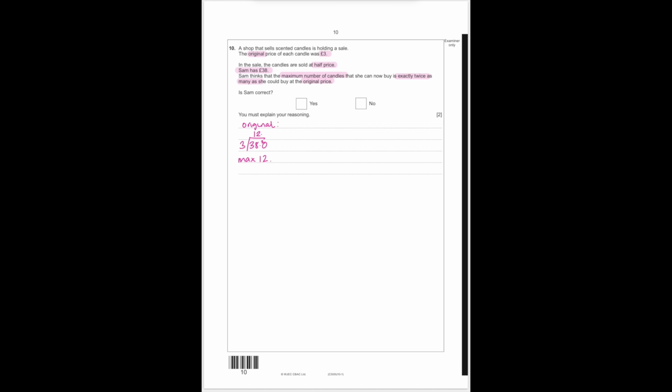So now I'm going to find out how many she could buy at the sale price. So the sale is half price. So half of 3 is 1.5. So that would be £1.50 per candle. So we're doing 38 divided by £1.50. But what I'm going to do is multiply both sides of this sum by 10. So I'm doing 380 divided by 15. And because it's a division and I've multiplied both sides by the same thing, whatever answer I get for this calculation is my final answer. I don't need to change it back.